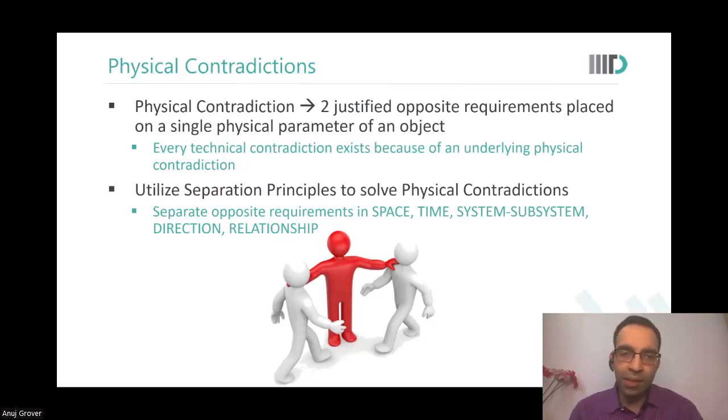We will just look at the examples, but the physical contradictions are solved by what are called separation principles. We separate the opposite requirements in space, time, system, subsystem, direction, or relationship. So now let's look at what this means.